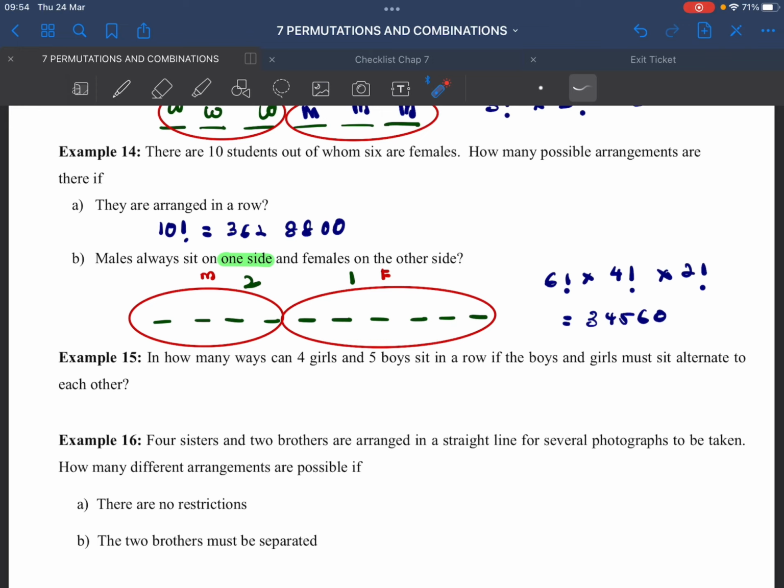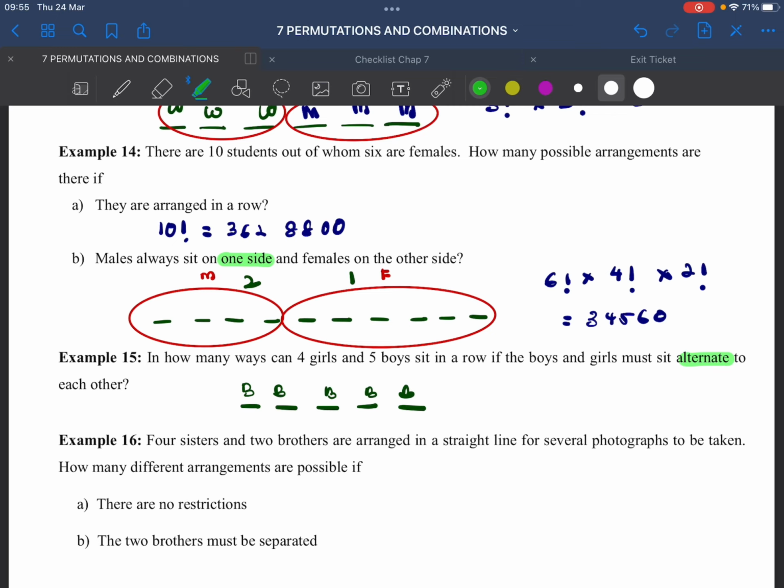In how many ways can 4 girls and 5 boys sit in a row if the boy and girl must sit alternate to each other? Okay, if the boys and girls must sit alternate to each other. So let's put this as boy first. 1, 2, 3, 4, 5. Okay, boy, boy, boy, boy. Okay, the question said alternate. Okay, alternate tu apa? Bersilang lah.